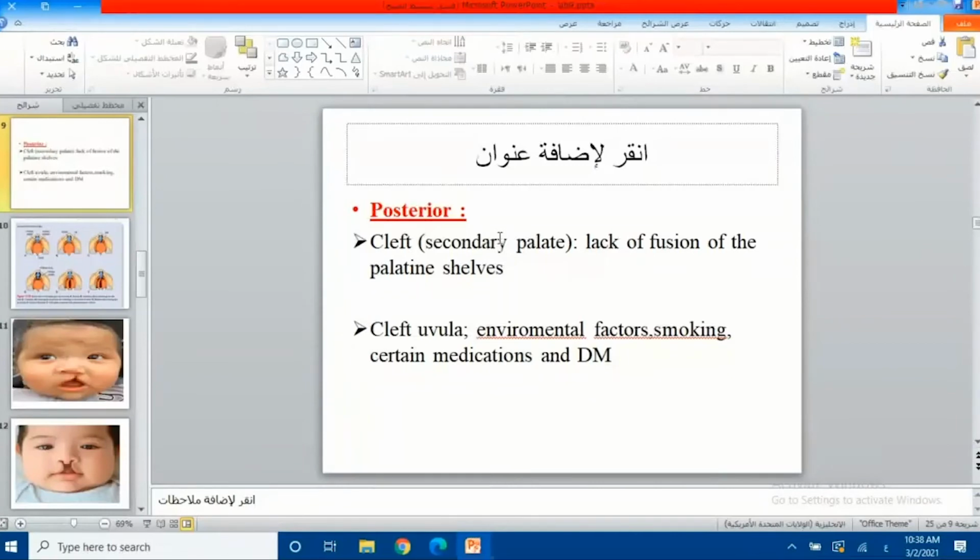Okay, environmental factors and smoking. No, this is for uvula. I'm asking you about the secondary palate. If there is a cleft in the secondary palate, what's the reason for it? Lack of fusion of the palatine shelf. Yes, thank you. Lack of fusion of the palatine shelf. Yes. Good, thank you very much.